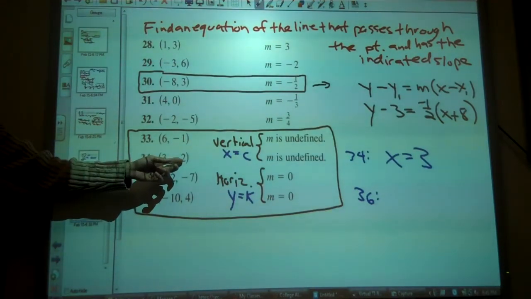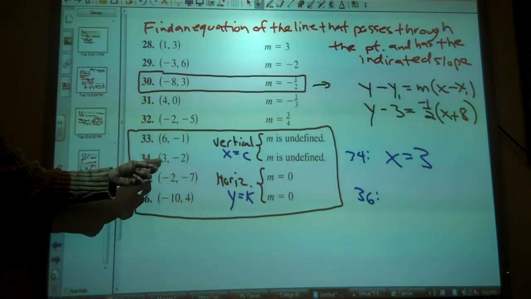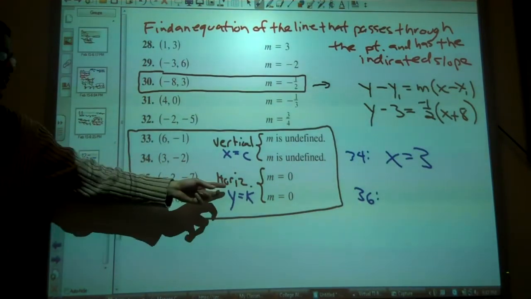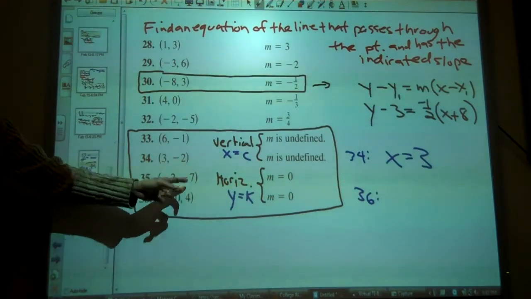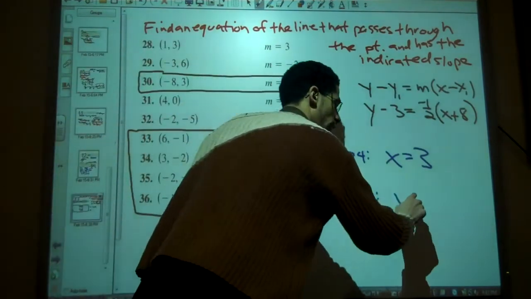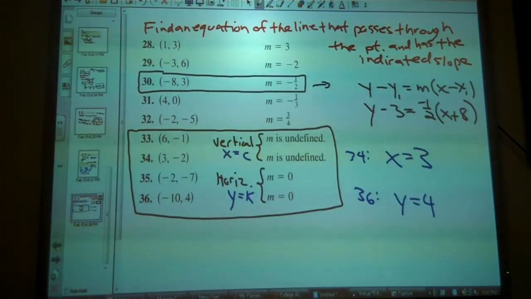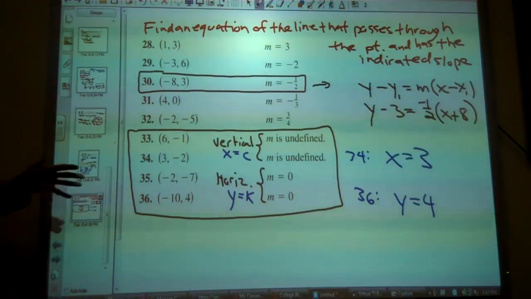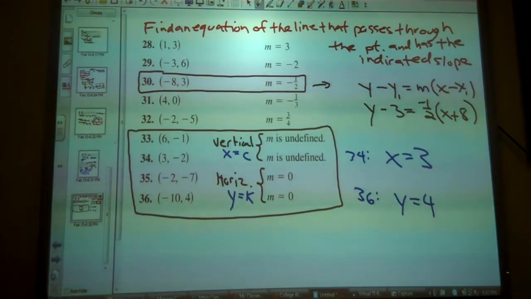The y is what gets to change in the vertical, but the x must be 3. In the horizontal, the x gets to change, but the y must be the one that's constant. So in this case, we'll have y equals 4. And there's no need to use point-slope form when you have a vertical or horizontal line. It's easier than that. Okay.